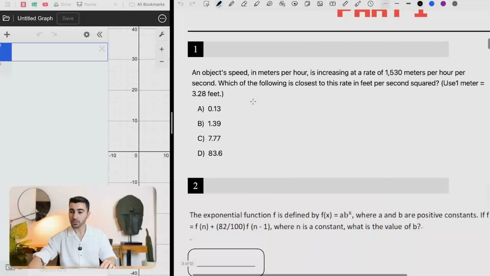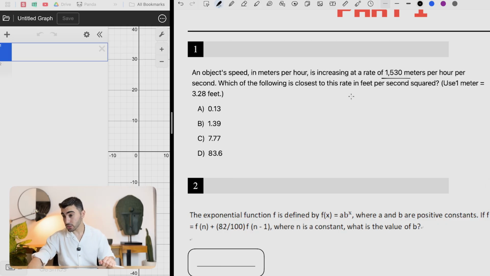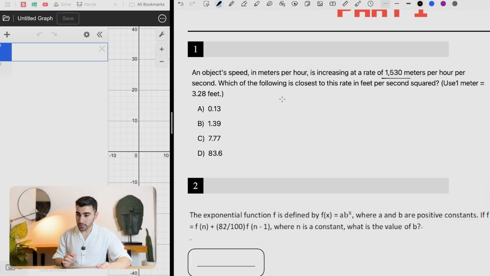The question says an object's speed in meters per hour is increasing at a rate of 1530 meters per hour per second. Which of the following is closest to the rate in feet per second squared? The rate of the speed increasing is basically acceleration, and 1530 is in units of meters per hour per second.